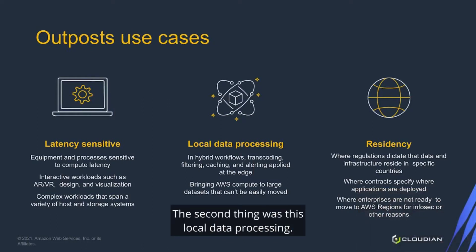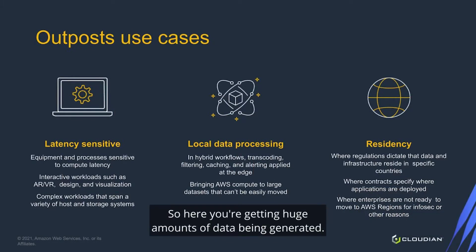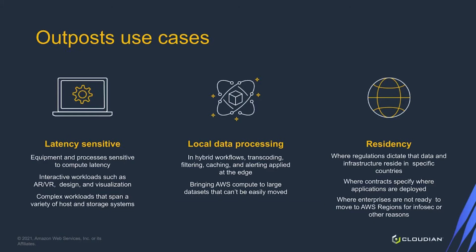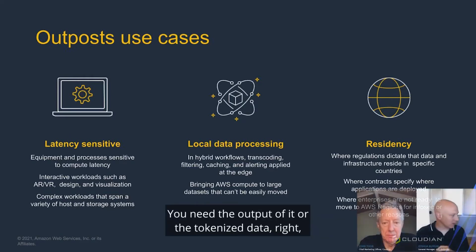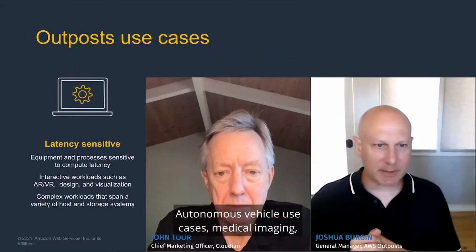The second thing was this local data processing. So here you're getting huge amounts of data being generated, and you want to process it before moving to the cloud. You don't need all that data in the cloud. You need the output of it, or the tokenized data, right? In the case of maybe PII or other things that you don't want to push to the cloud. So there's another example where, if you could wave a magic wand and have everything be free as you transfer data around and instantaneous, you wouldn't need on-premises. You wouldn't need a data center or a colo, but you do. So a lot of local data processing, right? Autonomous vehicle use cases, medical imaging, that sort of thing.